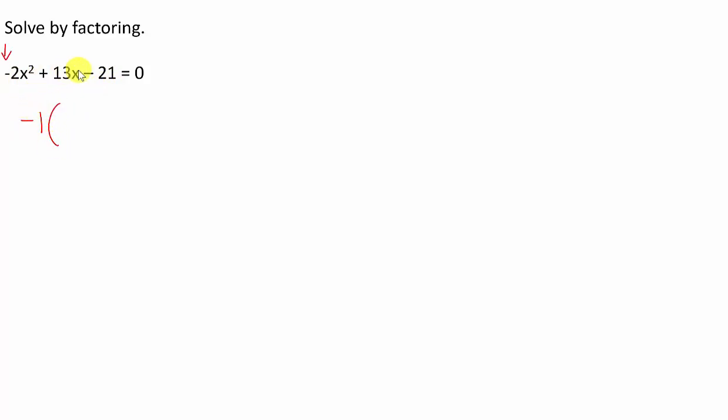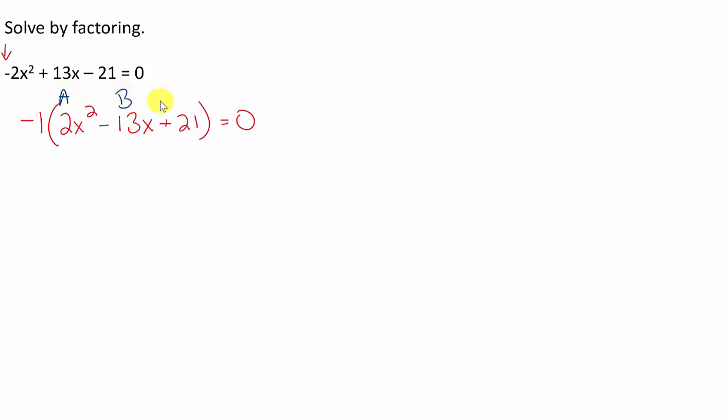Now, when I take out a negative, what it does is it changes all of the signs. Negative 2x squared divided by negative 1 is a positive 2x squared. 13x divided by negative 1 is a negative 13x. And negative 21 divided by negative 1 is a positive 21. So it changed every single sign inside. Okay, now I'm going to work with the inside again.